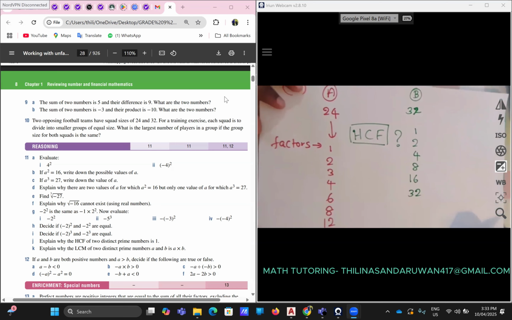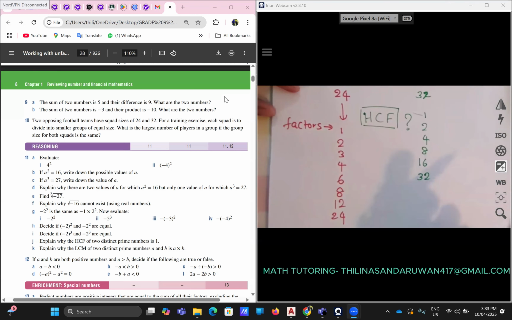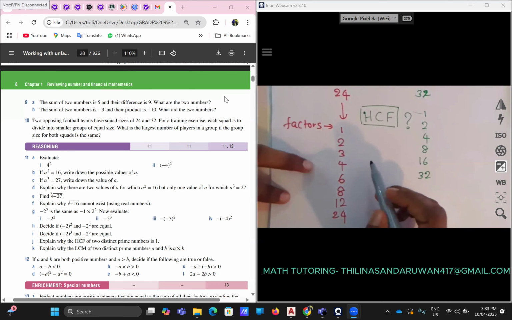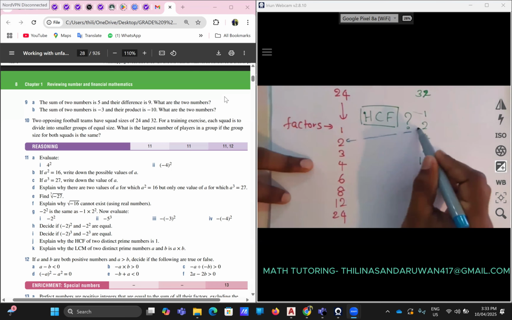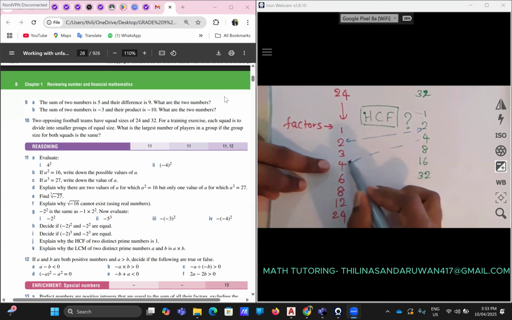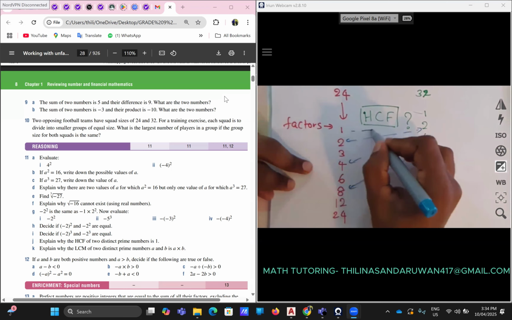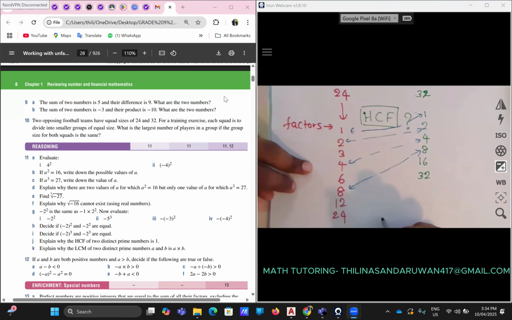So let's see what is the largest common factor of 24 and 32. It has 8, right? They are asking the highest common factor, which means the largest number of players in a group if the group size for both squads is the same. It has 4 as well as common factors, it has 8, and also 1. So what is the highest one? 8 is the highest common factor.